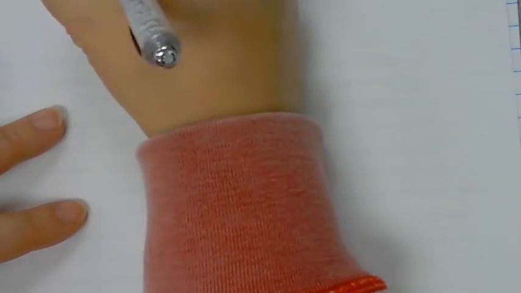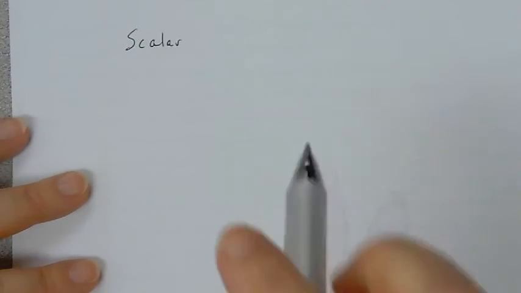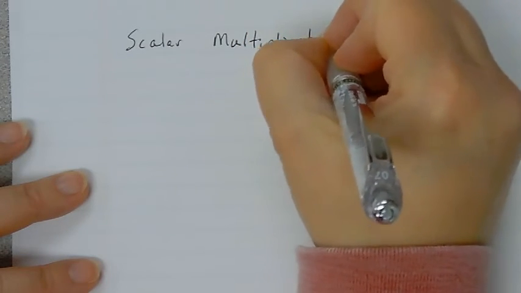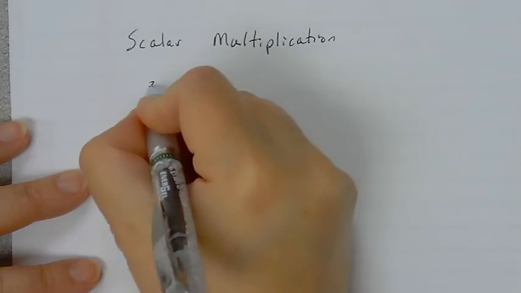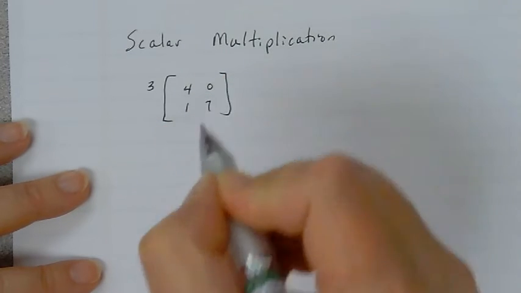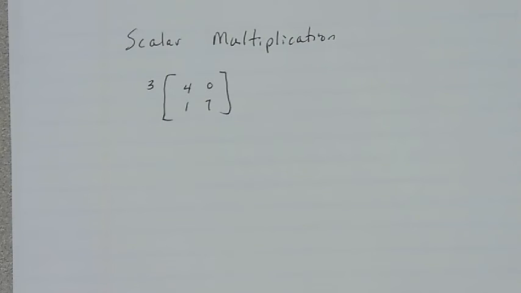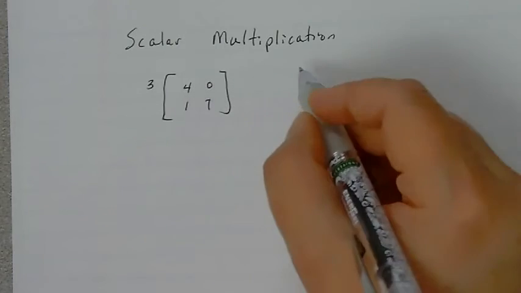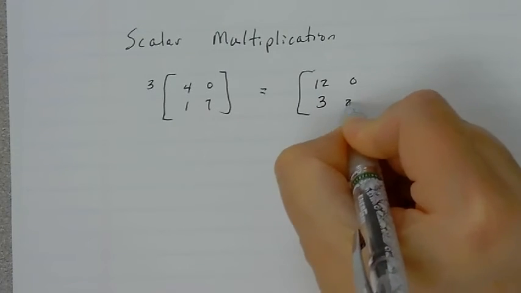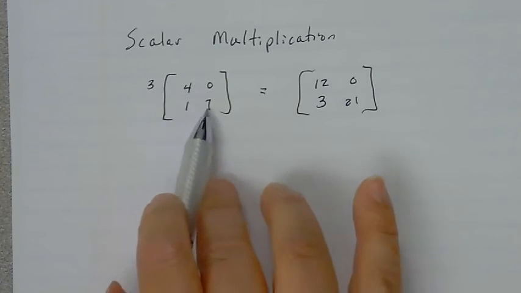Let's talk about scalar multiplication. So it would be written something like this. Scalar multiplication. So that would be if I had a number on the outside of a matrix. A number on the outside of a matrix means exactly what the number outside of a parenthesis means. It means to multiply. So I'm going to take 3 times every element inside this matrix. So my answer would be 12, 3, 0, 21, because I just take 3 times each spot.